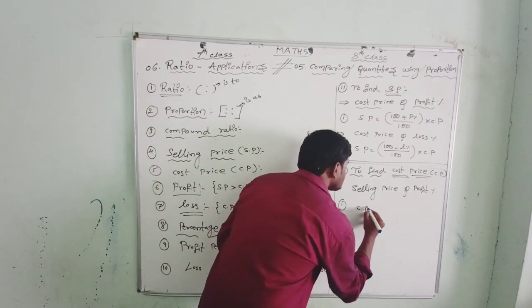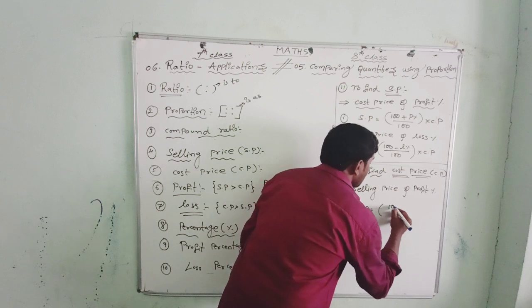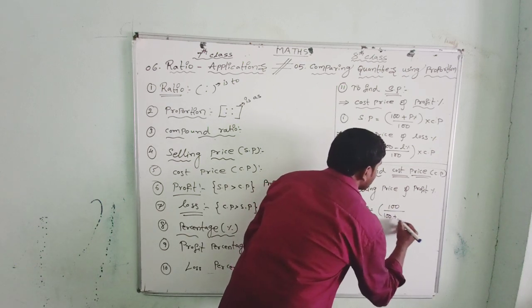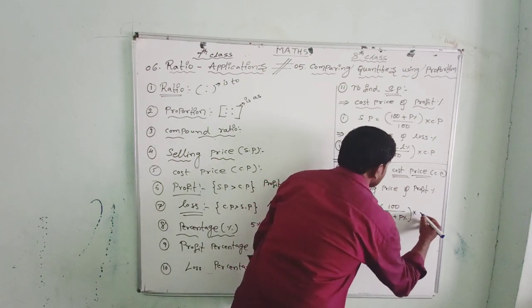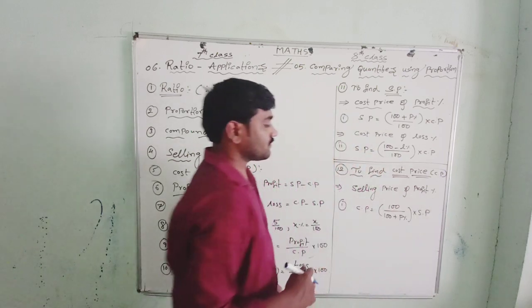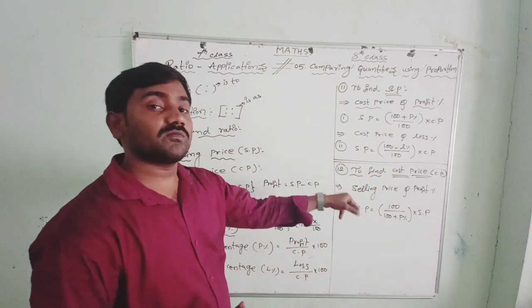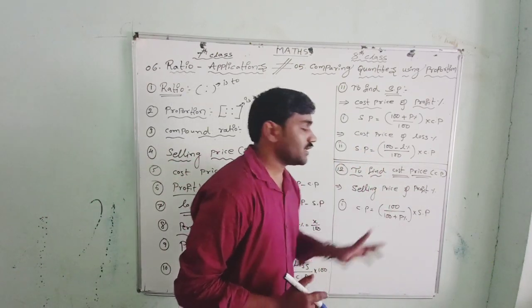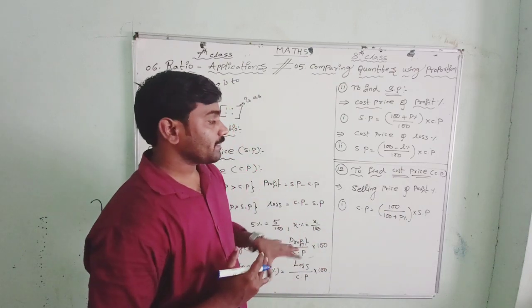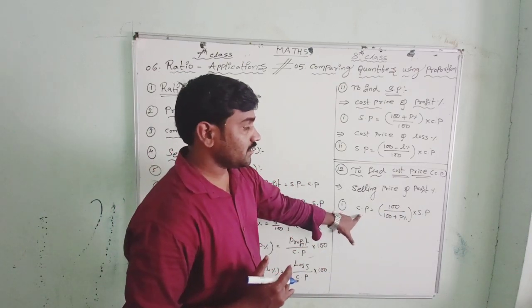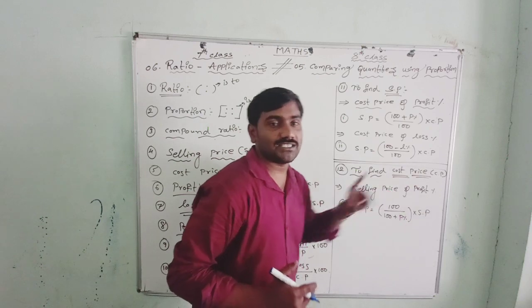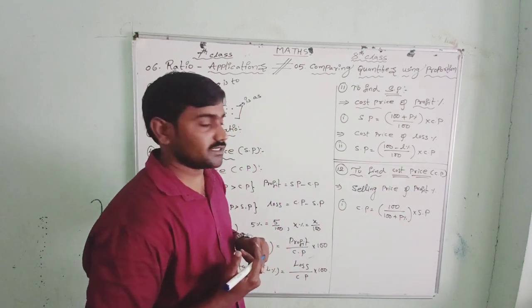The cost price formula is 100 by 100 plus profit percentage into selling price. This is the formula to find out the cost price, where the selling price and profit percentage are given.